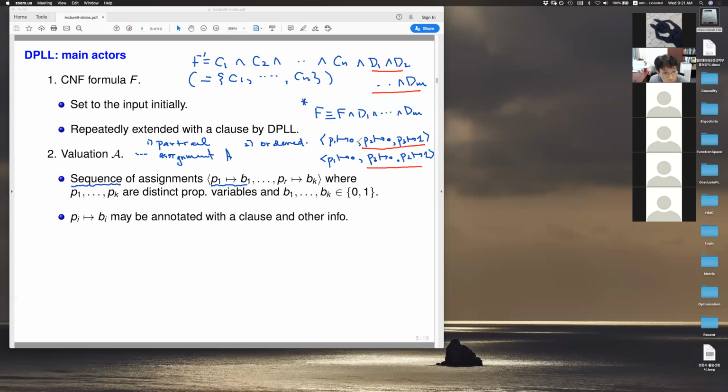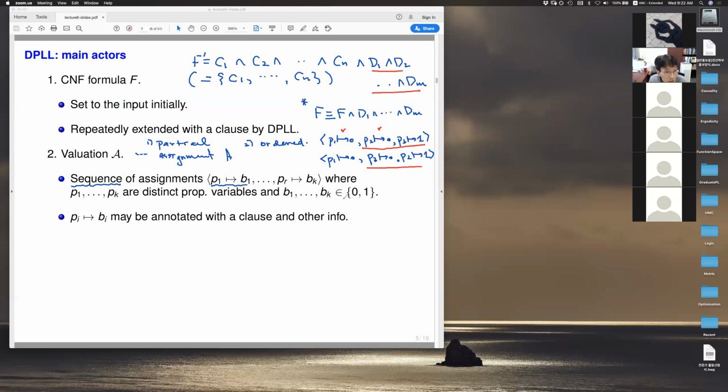Later, I'm going to show you that each of these bindings of propositional variable to values, like this guy and this guy, falls into two kinds. One kind is called decision assignment. The other is called implied assignment. These bindings are introduced by two different parts of the algorithm. If it's introduced from one part, it's called decision assignment; from the other part, it's called implied assignment. In the case of implied assignment, we might annotate the assignment with some extra information.